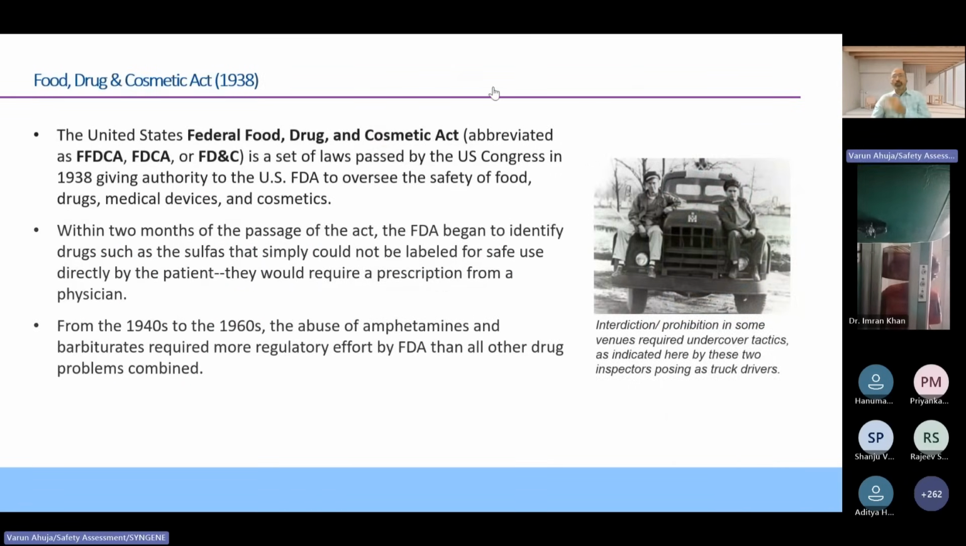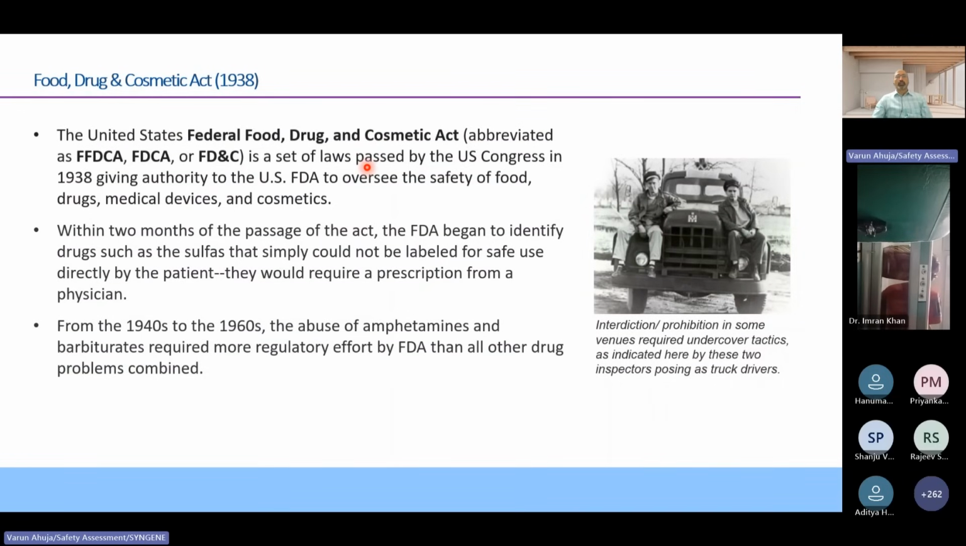Then, with all these issues with the inadvertent and unregulated use of drugs, the FDA Act was passed in 1938. It was also abbreviated as FFDA, FDC. But I think if you know FDA Act, that's enough. FDC Act, that is enough.